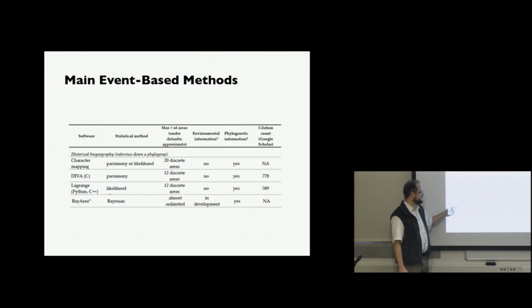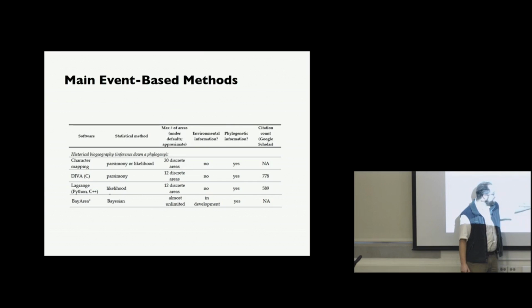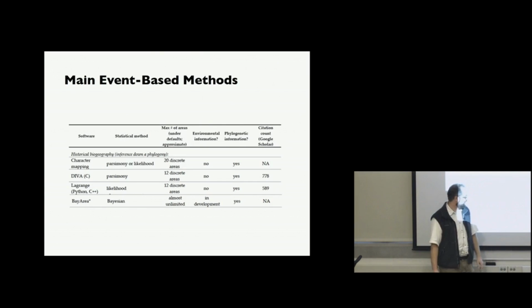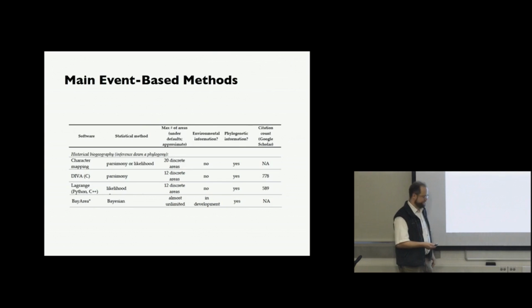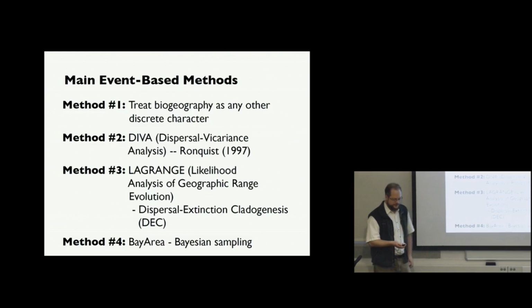There's a new method, from a paper that I was on that's published this year, called BayArea, which I'll talk you through in a little bit. And these methods have different sorts of statistical methods. They all use phylogenetic information. You can see some of them are quite popular. They've been used hundreds and hundreds of times in the literature. And this is basically what exists. There's a few other new things that aren't very widely used yet. So we'll take you through these methods here.